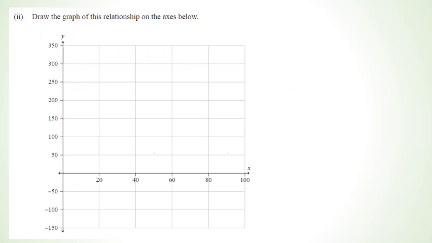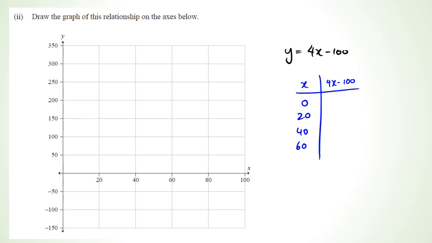And the next question, draw the graph of this relationship on the axis below. Now remember the equation was y is equal to 4x minus 100, which means you can create a table if you want. Just real quickly, I'm going to put x and then 4x minus 100, with x as 0, 20, 40, and 60. So at 0, it's going to be negative 100. At 20, times 4 is 80, so that's going to be negative 20. At 40, times 4 is 160, that's going to be 60. At 60, times 4 is 240, that's going to be 140.